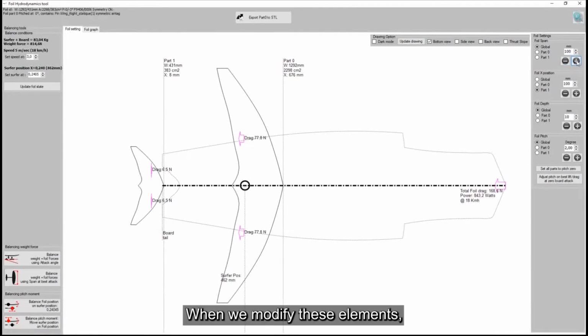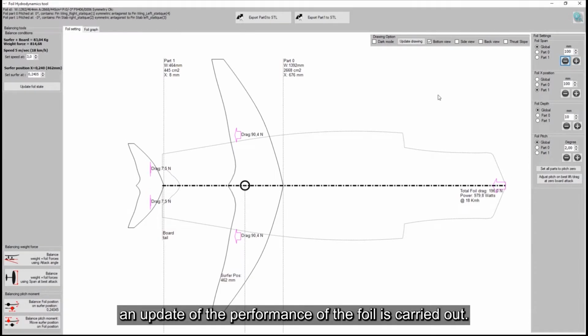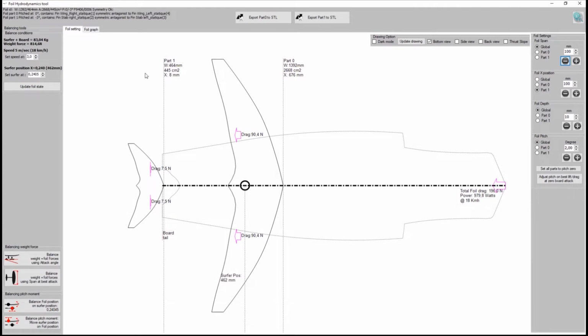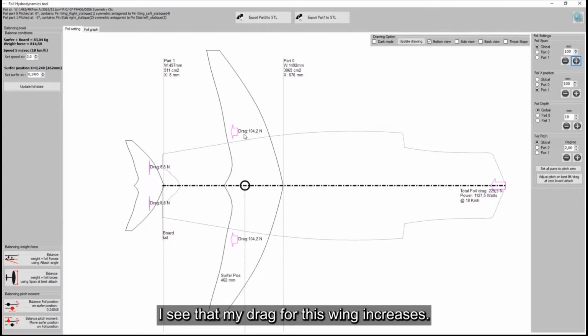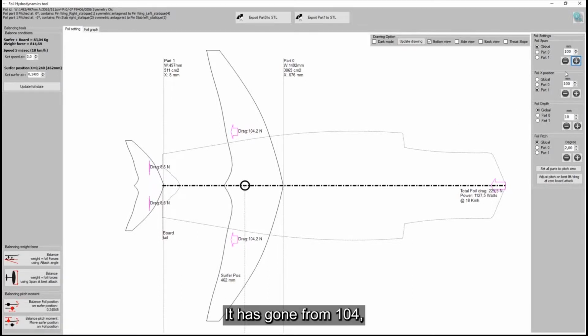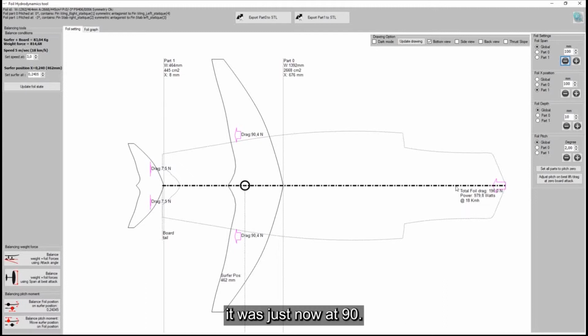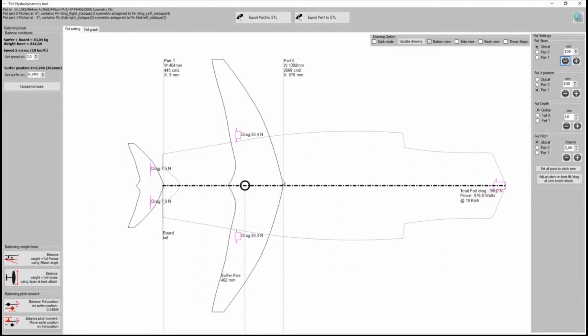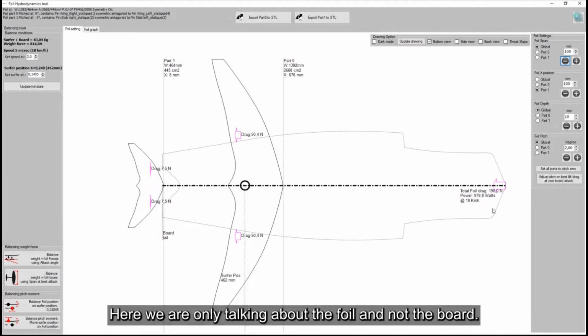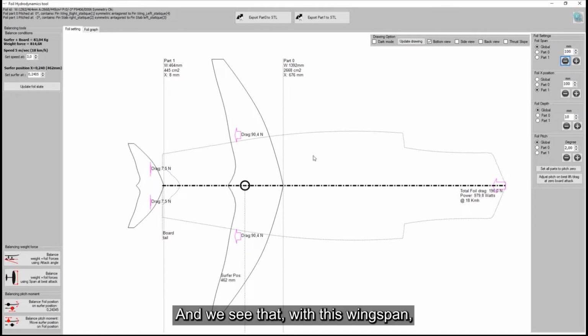When we modify these elements, an update of the performance of the foil is carried out. For example, if I increase my wingspan here by 100 millimeters, I see that the drag for this wing increases. It has gone from 90 to 104. Here, we also have the foil's drag information. Here we are only talking about the foil, and not the board. And we see that, with this wingspan, in this configuration, the foil has a total drag of 196 newtons.